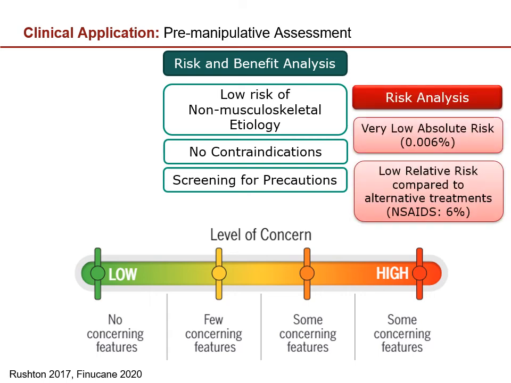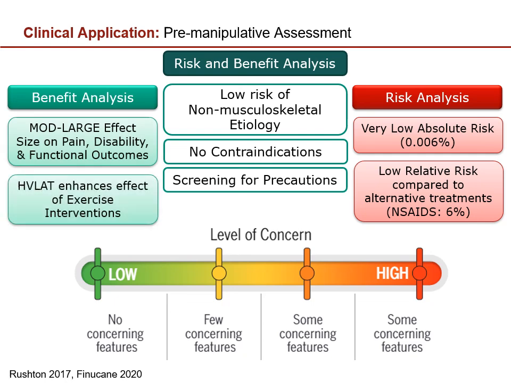So on the risk side, you're looking at what are the relative risks of this individual. If they have low or few concerning elements, then their absolute risk of having an adverse event with manipulative therapy at the hand of a skilled and confident provider is quite low. And then there's the low relative risk compared to other alternative treatments that are often provided for musculoskeletal and or spinal based pains, such as NSAIDs, where the adverse events are as high as 6%, and considering weighing out the risks of this individual.